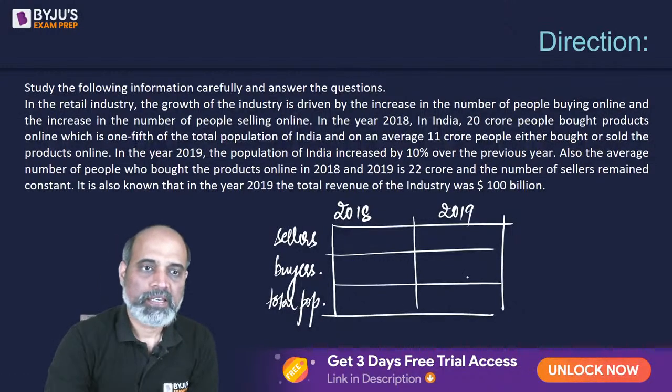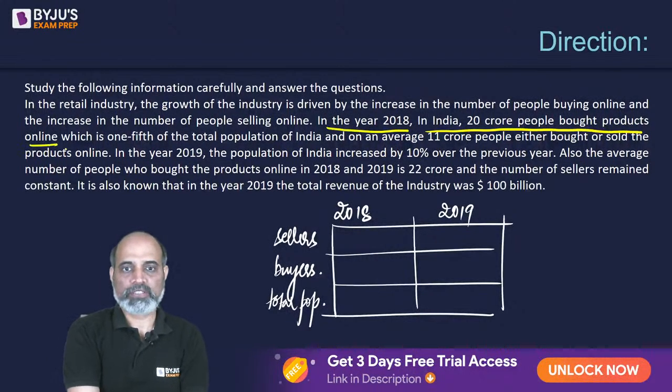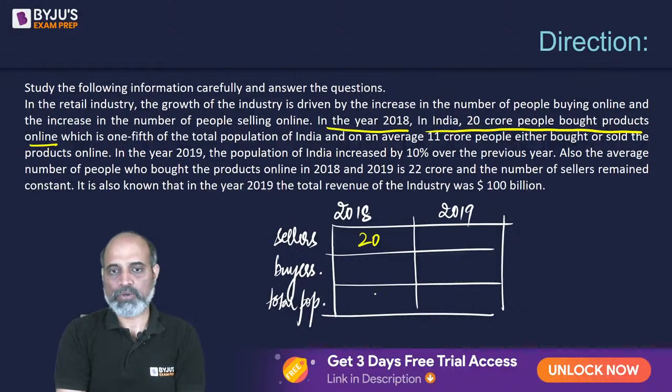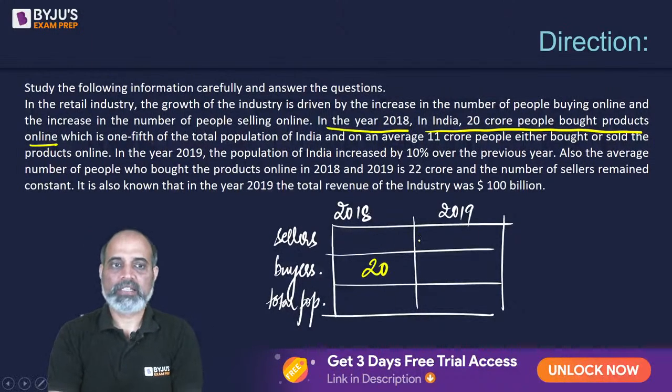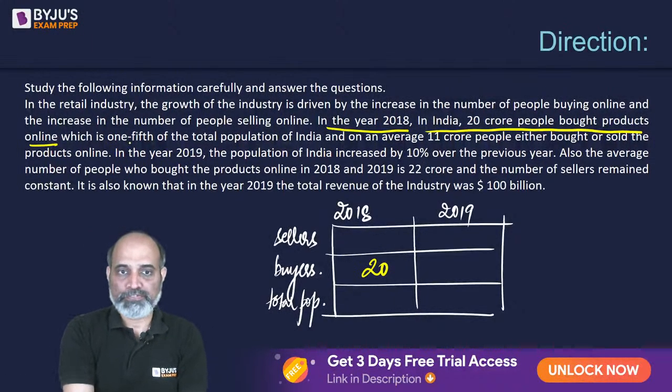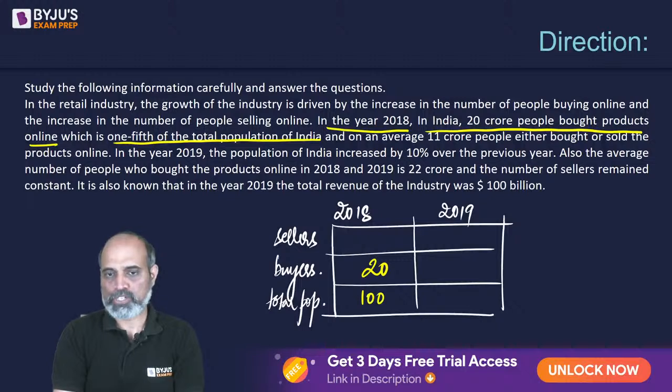Okay. So it says in the year 2018, in India, 20 crore people bought products. So 20 crore people bought products, so these are buyers, sorry. So it should be in buyers, which is 1/5 of the total population of India. So 20 crores is 1/5 of the total population. So that means the total population will be 100 crores, right?